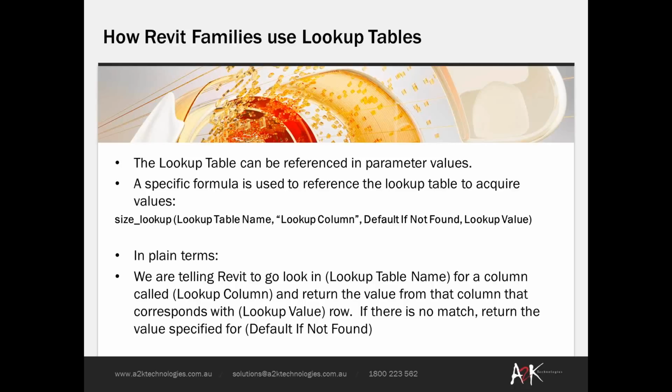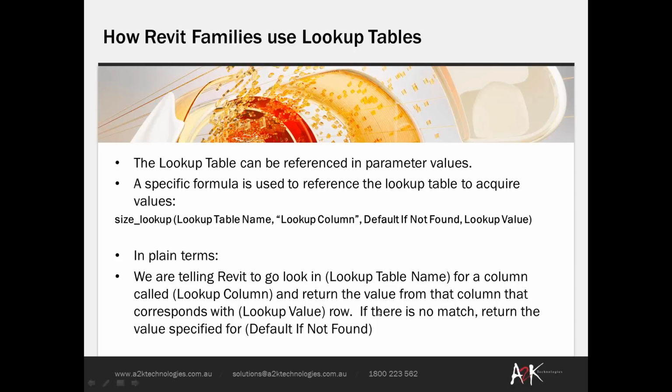It's a little bit confusing, so let's break it down a bit more in plain terms. Basically what the formula is saying is that we are telling Revit to go and look in the lookup table name. So go and find the CSV file that's referenced in that lookup table name. Look for a column that is called whatever is in the lookup column, being referenced in the formula.